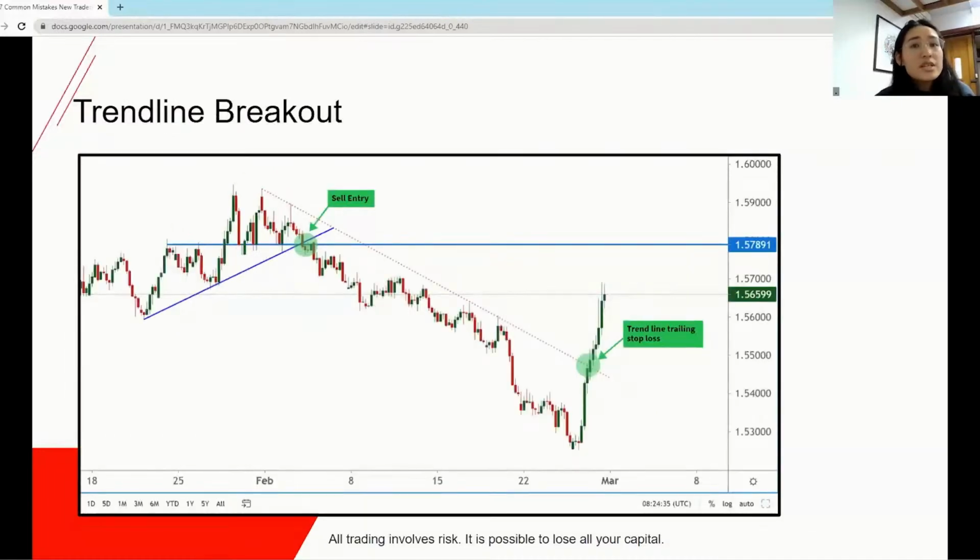Okay, next we have trendline breakout. So if we're looking at the same example, but with a different technique now. Here we have a descending trend line, and just for recap, make sure that for a valid trend line, we have 3 touches. So if we're looking at a descending trend line, we want to make sure that there are 3 significant touches on the bottom, on the underside of the trend line.